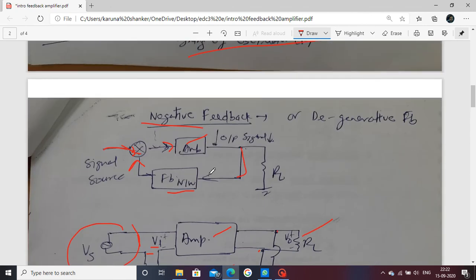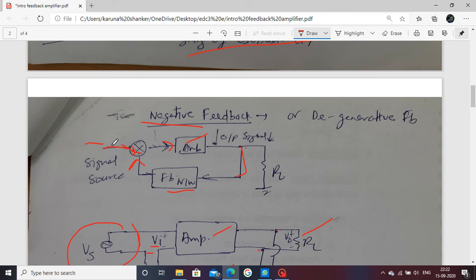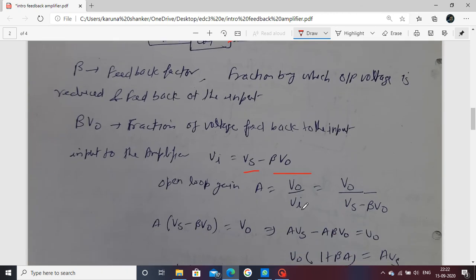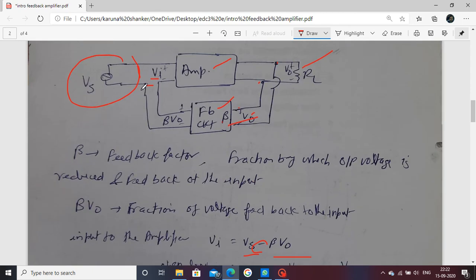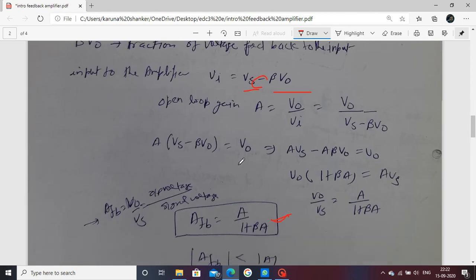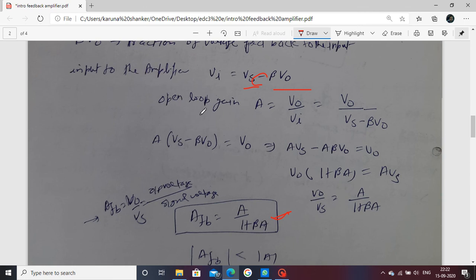Here one signal is added, meaning positive, and the other is negative. That's why we use a negative sign. The Vs signal minus Vβ naught is called Vi. Now the open loop gain is the output upon input. This is the open loop gain, as opposed to the feedback gain. Open loop gain means output upon input, and we put in the value of Vi here.